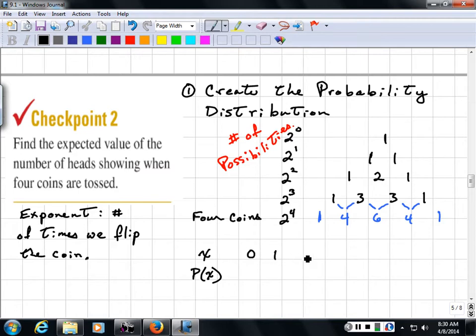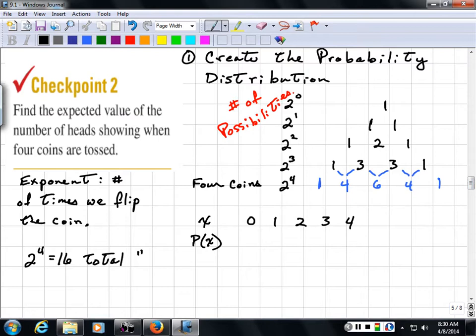I've got 0, 1, 2, 3, and 4, because those are the possibilities, because I have 4 coins. So I'm either going to have no heads showing, 1 head showing, 2 heads showing, 3 heads showing, or 4 heads showing. Jesse already pointed out that 2 to the 4th equals 16 is the total number of, I don't want to use the word combinations, total number of arrangements.